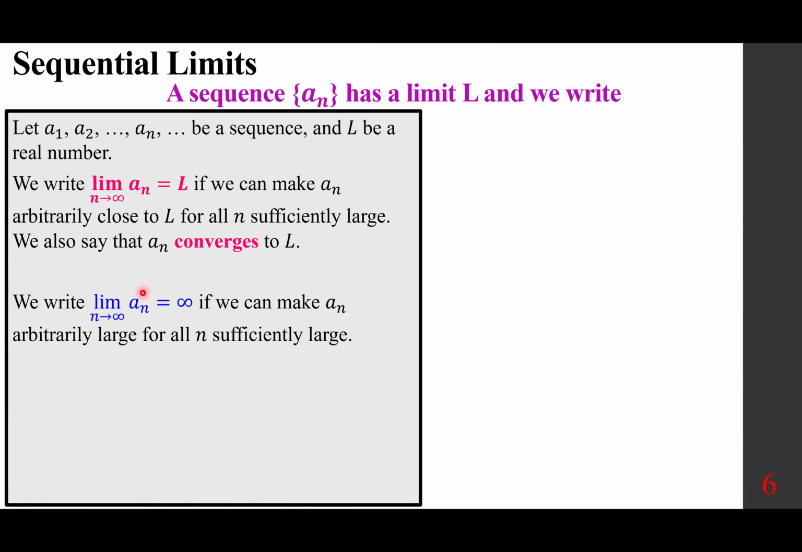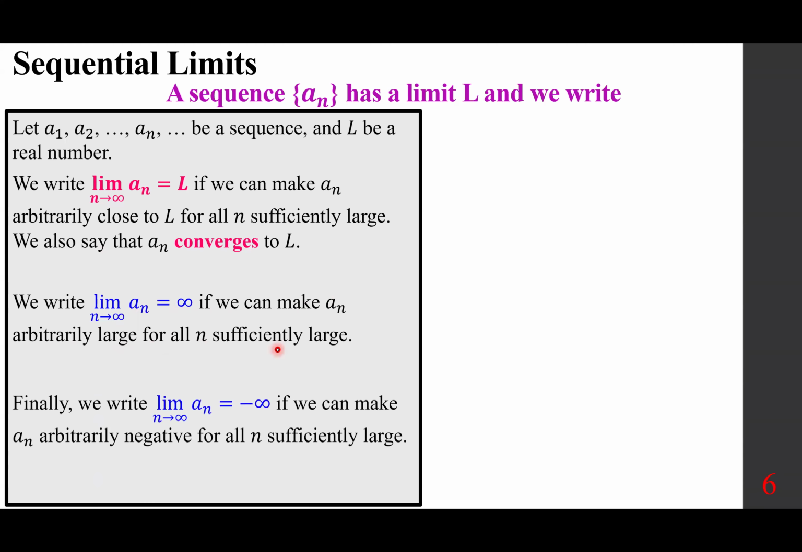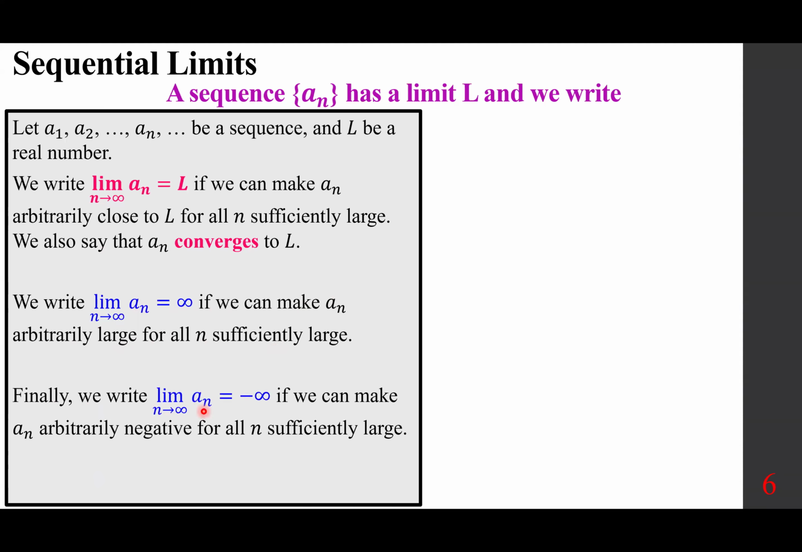On the other hand, we write the limit of a_n as n approaches infinity is infinity if we can make a_n arbitrarily large for all n sufficiently large. Finally, we write the limit of a_n as n approaches infinity is negative infinity if we can make a_n arbitrarily negative for all n sufficiently large. And of course, the sequences diverge in the last two cases.